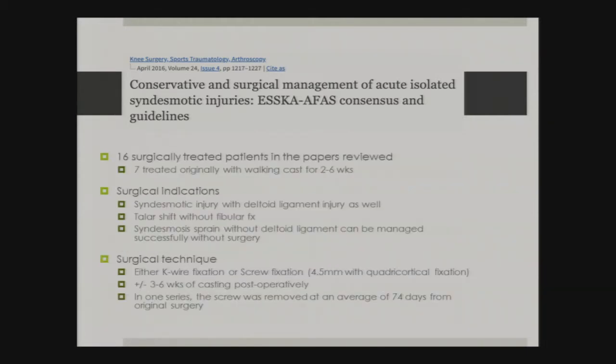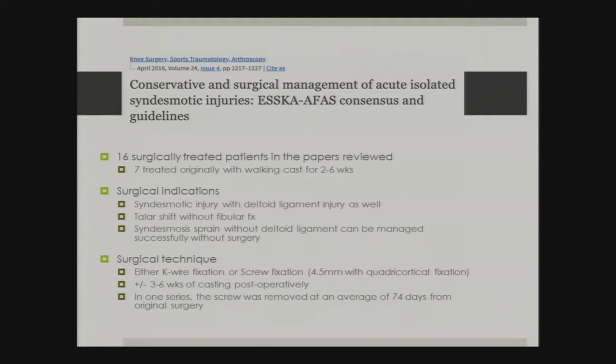All right. Moving on to the surgical treatment. This arm of this study specifically looked at 16 patients that were treated surgically. Their surgical indications that they came across was syndesmotic injury with deltoid ligament injury as well, Taylor shift with any fibular fracture, or without fibular fracture. And then syndesmotic sprain without deltoid ligament normally was managed non-operatively, and this is what they found in this literature.